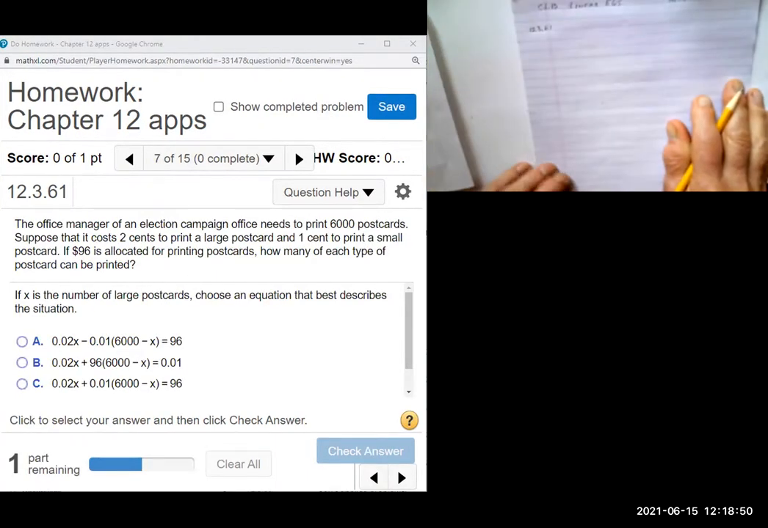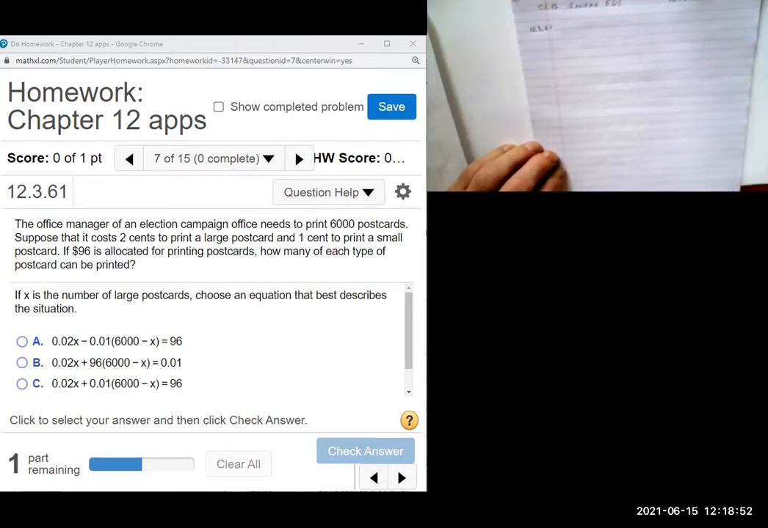Let's read this problem. The office manager of an election campaign office needs to print 6,000 postcards. It costs 2 cents to print a large postcard and 1 cent to print a small postcard. If $96 is allocated for printing postcards, how many of each type of postcard can be printed?